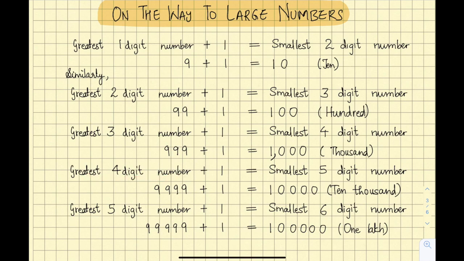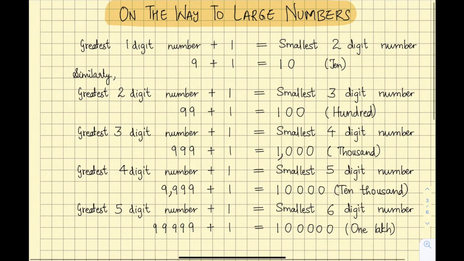Let us place a comma here. Ones, tens, hundreds, comma, thousands. You get the smallest five-digit number. So let's place a comma here. Now you get 10,000. And again, when you add 1 to the greatest five-digit number, that is 99,999, where we place commas: ones, tens, hundreds, comma, thousand, 10,000.